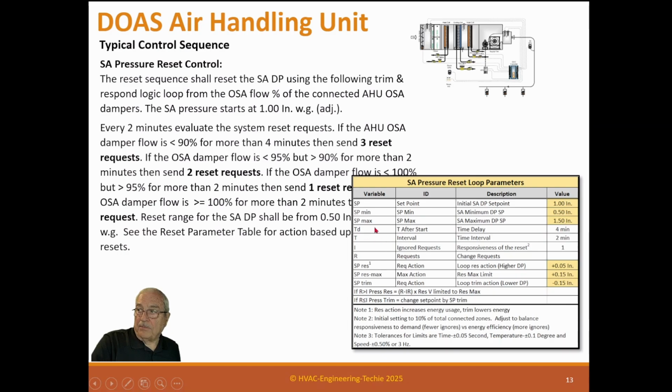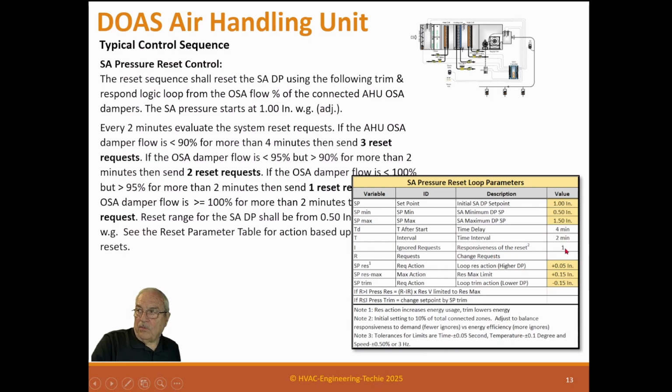Now here's the time delay. So we have a time delay when we first start in the morning of 4 minutes. And then we have an interval. Our actual time interval is 2 minutes. Because this is outside air, we want to change sooner than not longer. And then our time interval is 2 minutes.